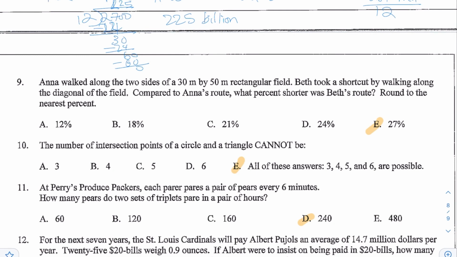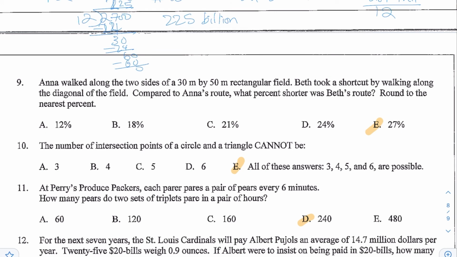Next, for number 9, Anna walked along 2 sides of a 30-meter by 50-meter rectangular field, and Beth took a shortcut by walking along the diagonal of the field. Compared to Anna's route, what percent shorter was Beth's route? Round to the nearest percent. So here you want to draw this rectangle, and there's a shortcut here. So you can go 30 and then 50, or you can do the shortcut, which is the hypotenuse.